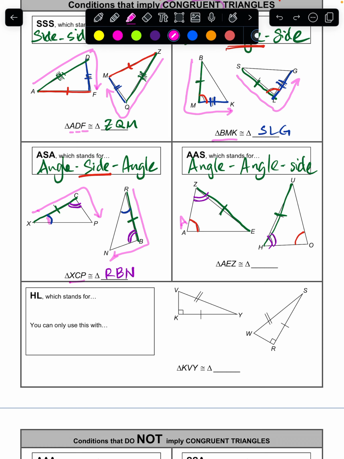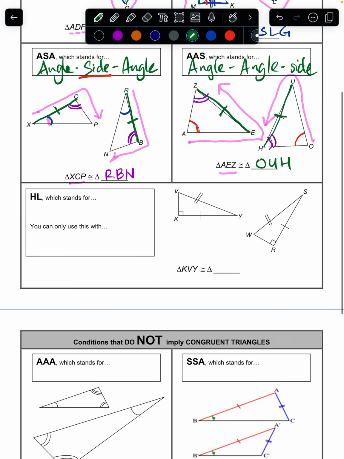So let me take this out because I will trace now. It says triangle AEZ, so it goes from the angle A to E, and then it goes up to Z. So we will try to follow the same path. So it goes from single arc to H, right? So this is going to be triangle OUH. Okay.